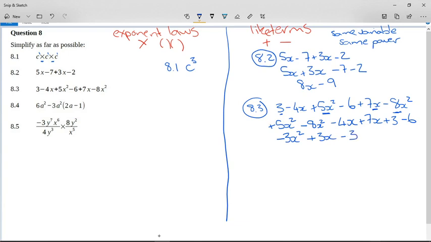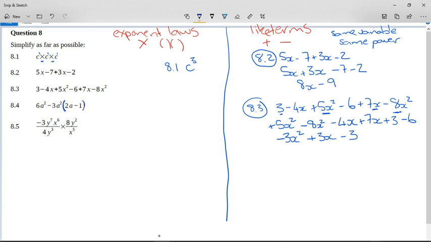Now if we look at 8.4, have a look here. It almost looks like like terms, okay? 6a squared minus 3a squared. So it's very tempting to solve this 6a squared minus 3a squared as like terms. But look what's going on here.